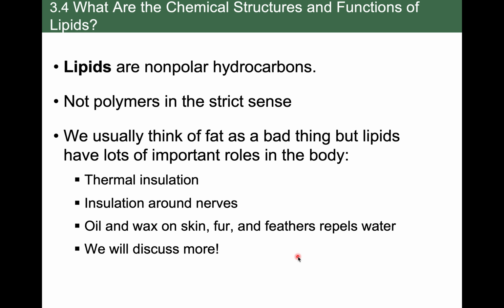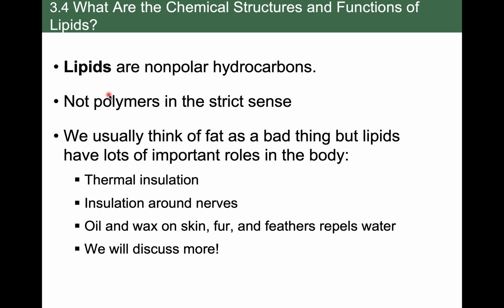Okay, in the third and final portion of Chapter 3, we're going to talk about lipids. And this is the one group of macromolecules that is not technically considered a polymer. So, despite that fact, there are some common subunits that get used to build a lot of the lipids that we're going to encounter in this class, and we'll see a couple of those subunits here in a minute.